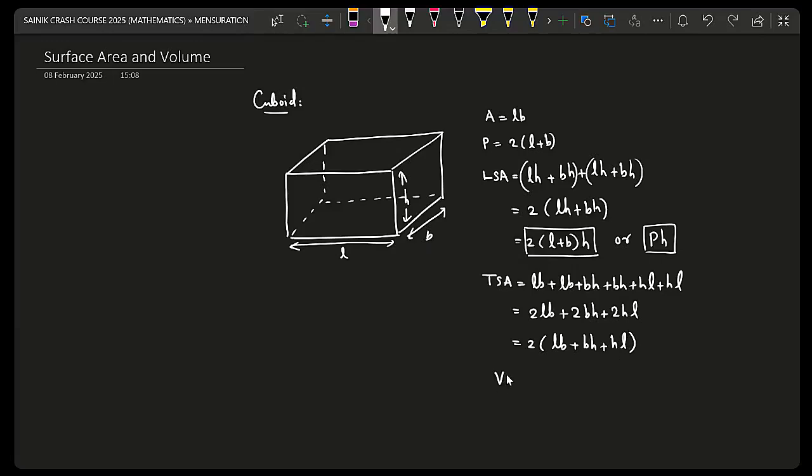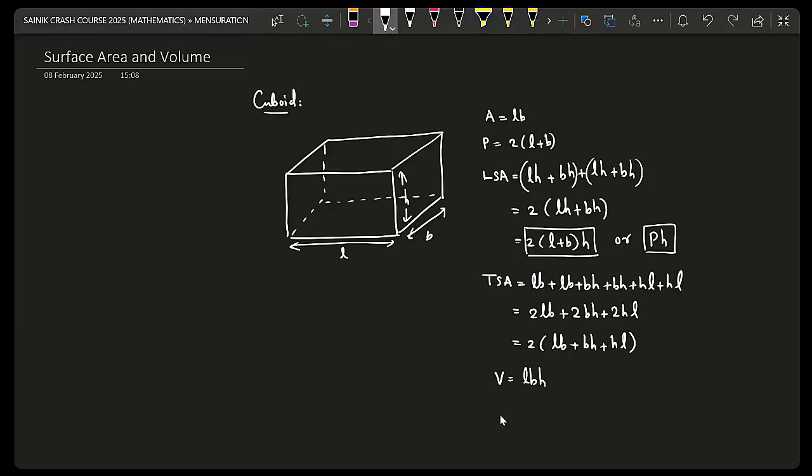And then the volume. Volume we already discussed. It is the product of all the dimensions, that is LBH: length into breadth into height. So this is about the cuboid. If you just remember cuboid formulas, then cube formulas also will be very easy. But before that, one more thing is there, that is the diagonal of a cuboid.